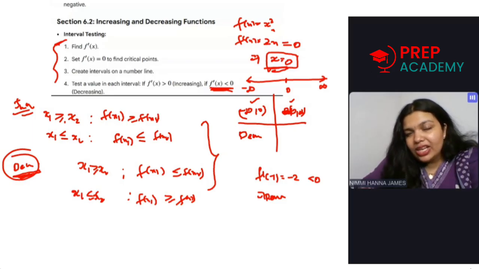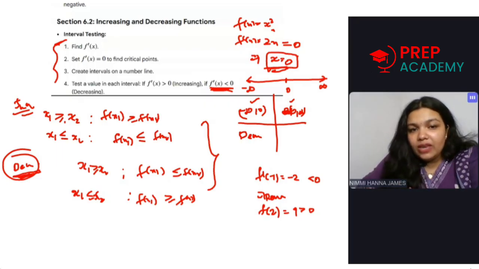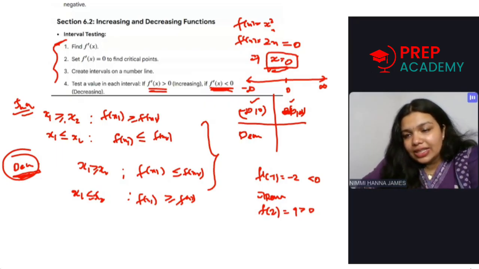In the right interval, we take another value, 1 or 2, or whatever. If I take 2, f dash of 2 is 2 into 2, 4. This is greater than 0. That means the function is increasing. If f dash of x is greater than 0, it is increasing.